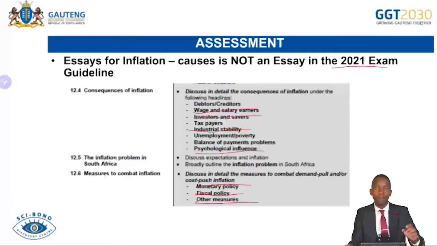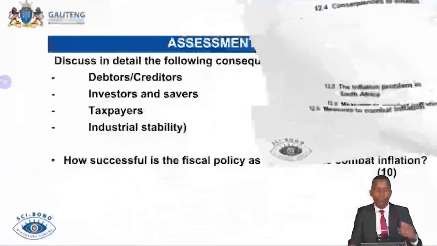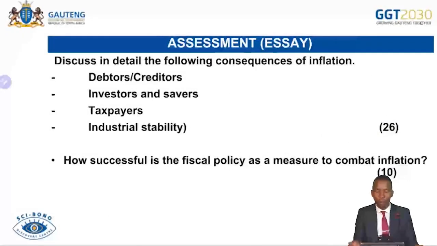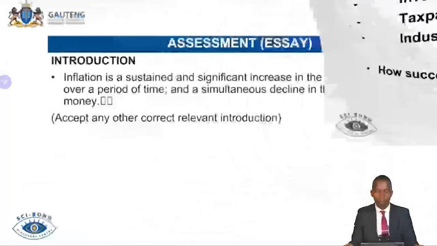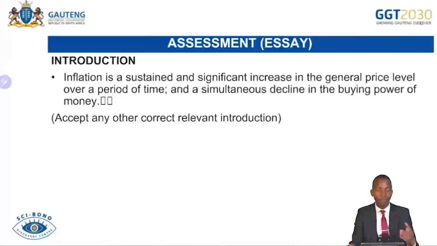So those essays have been responded to above, but let's simply see the manner in which the essay can prevail. Discuss in detail the following consequences of inflation: debtors and creditors, investors and savers, taxpayers, industrial stability. Then the additional part was how successful is fiscal policy as a measure to combat inflation. And then these were possible responses. Introduction obviously, defining inflation as a sustained increase in the general price level. So the introduction is always for 2 marks. Any other correct and relevant definition or response can be taken as an introduction.